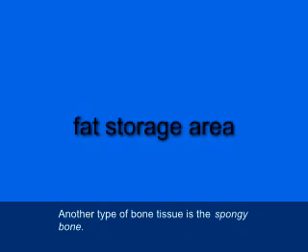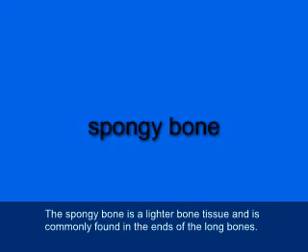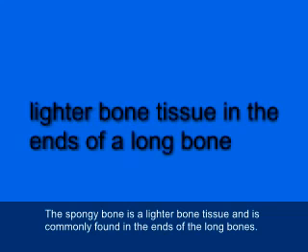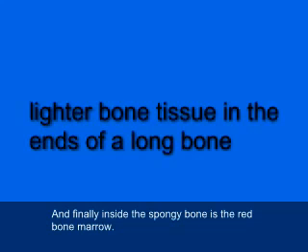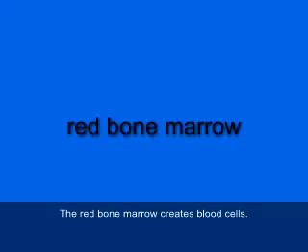Now, another type of bone tissue is the spongy bone. Spongy bone is different from the compact bone. The spongy bone is a lighter bone tissue, and it is commonly found in the ends of the long bones. And finally, inside the spongy bone is the red bone marrow. The red bone marrow creates blood cells.